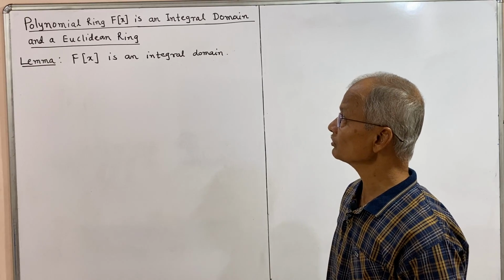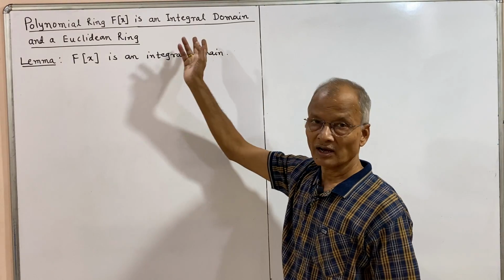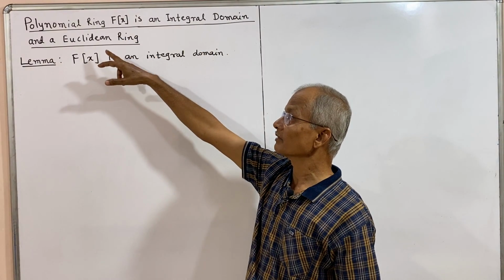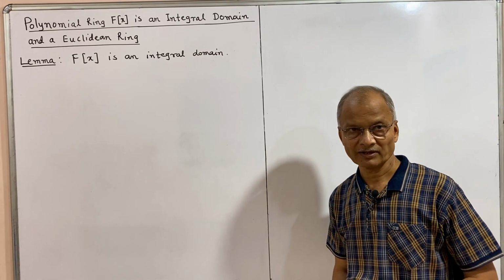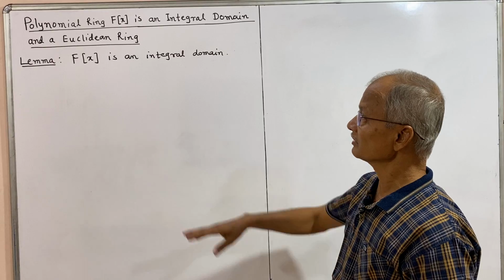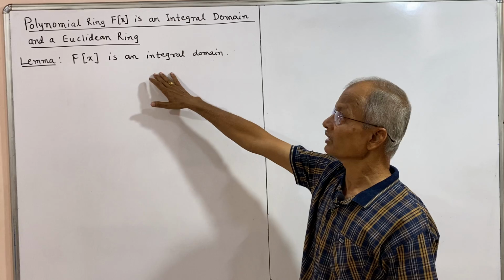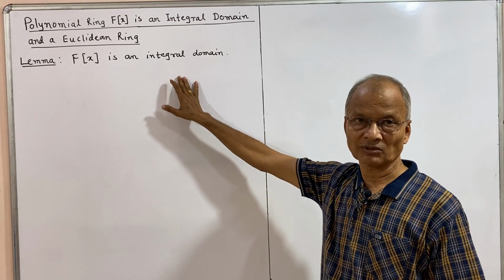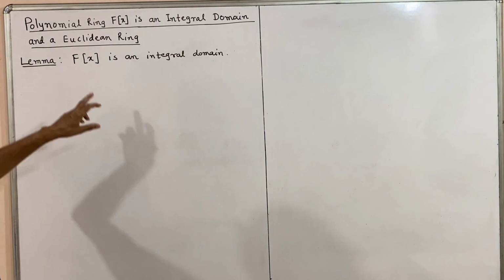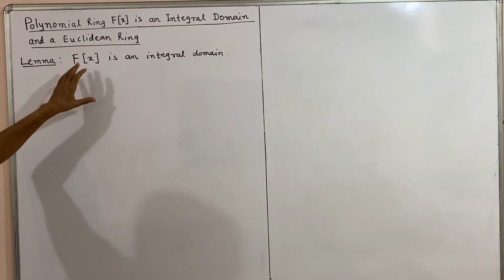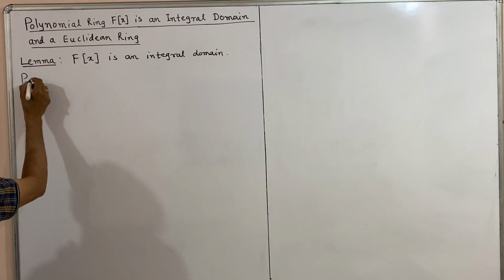In this lecture, we shall prove that the same polynomial ring F[x] is an integral domain and also the polynomial ring is a Euclidean ring. So, these results we shall prove one by one. First I have written the result as a lemma that F[x] is an integral domain. Polynomial ring is an integral domain, that we shall prove. And polynomial ring we know is taken over the field F. That means coefficients of the polynomial belong to the field F. So, we shall prove this result.